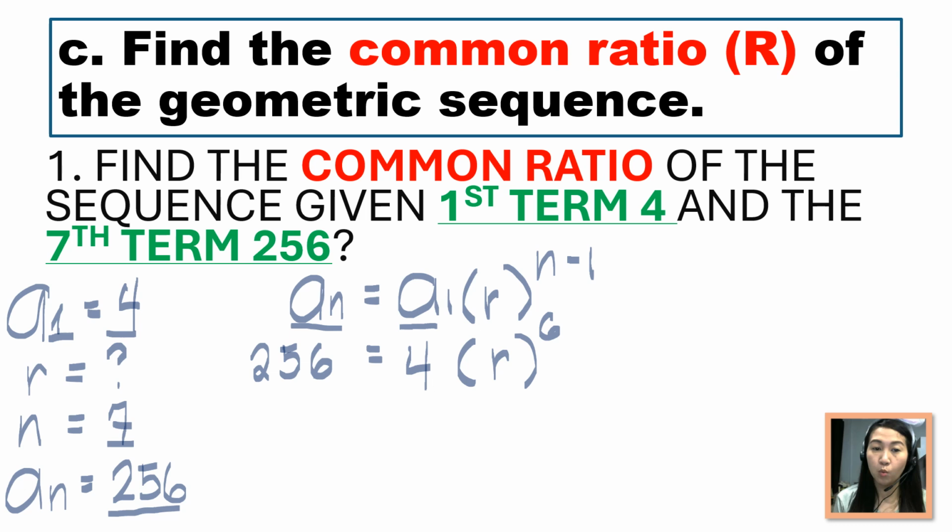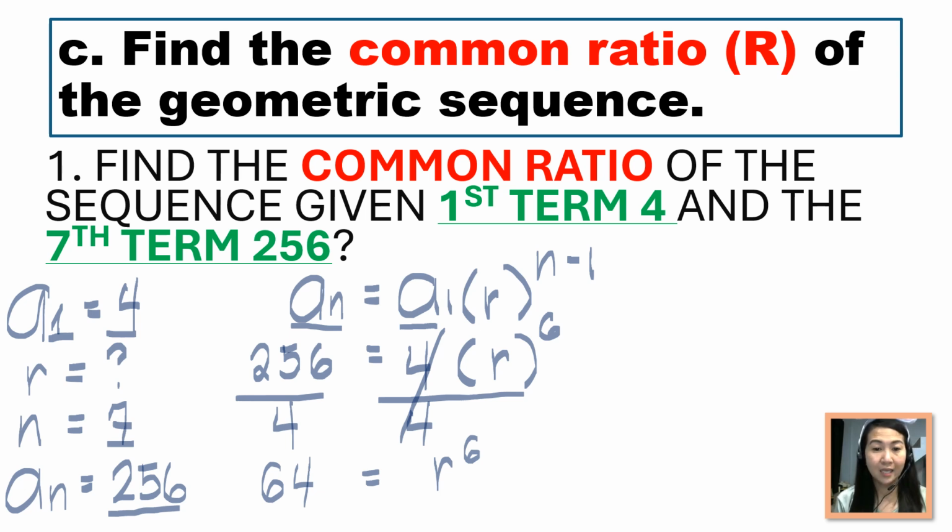For step number 3, we need to perform the indicated operation. Since we are solving for the value of r, we need to cancel out 4. And since the operation is multiplication, to cancel out 4, we can divide both sides by 4. So what we have here on the right side of the equation is r raised to 6, and 256 divided by 4. So let us compute. That would be 64.